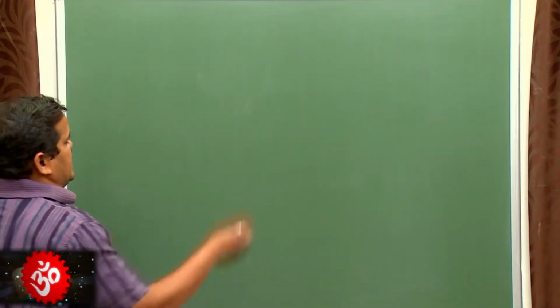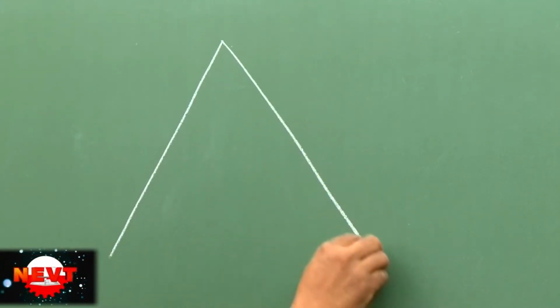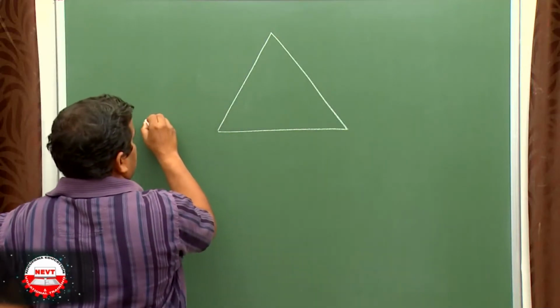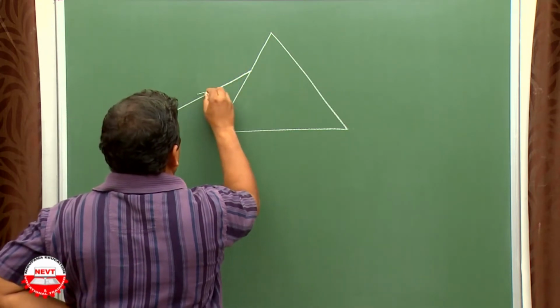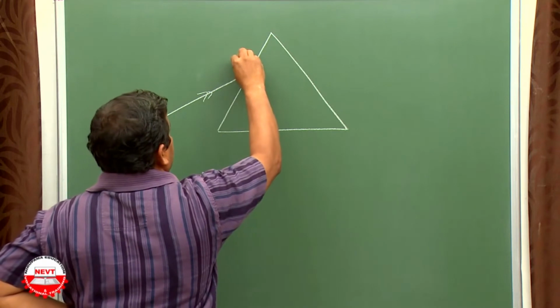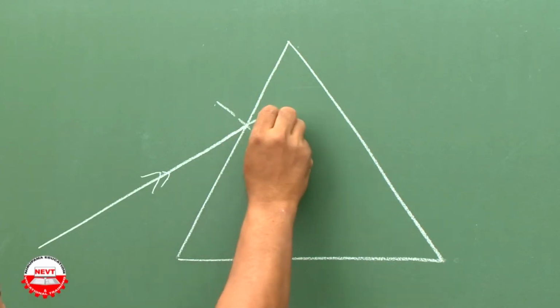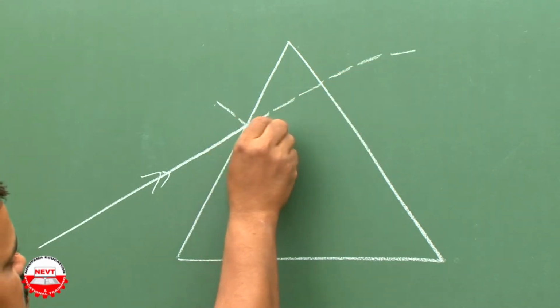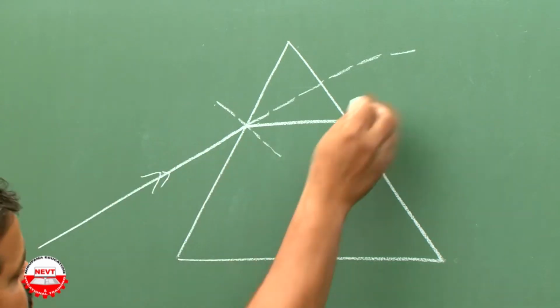Refraction through a glass prism. Let us say this is a prism, and the light ray travels like this. Instead of travelling in a straight line, it bends towards the normal, that means from a rarer to a denser medium.